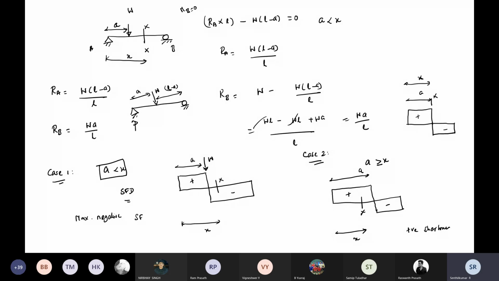Okay, the same way, having a simply supported beam, again a load W at distance A, and a section X at distance X from the left support. Now I just want to find out the bending moment values. At the section, how will it be? What will be my bending moment value at the section?